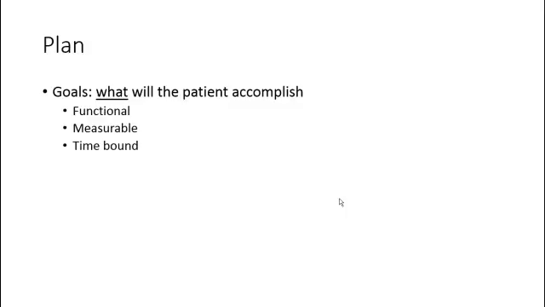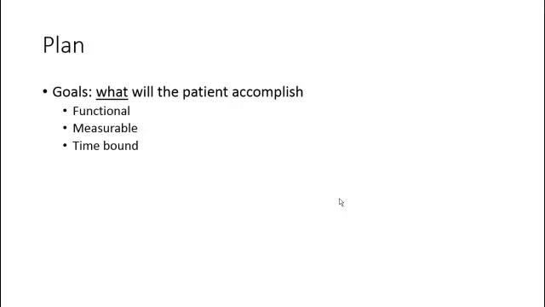Two main things that go into plan are the goals and the treatment plan, the activities. So the goals are what the patient will accomplish. The three elements of the goals have to be functional, they have to be measurable, and they have to include a time bound. So by when will they accomplish this goal?